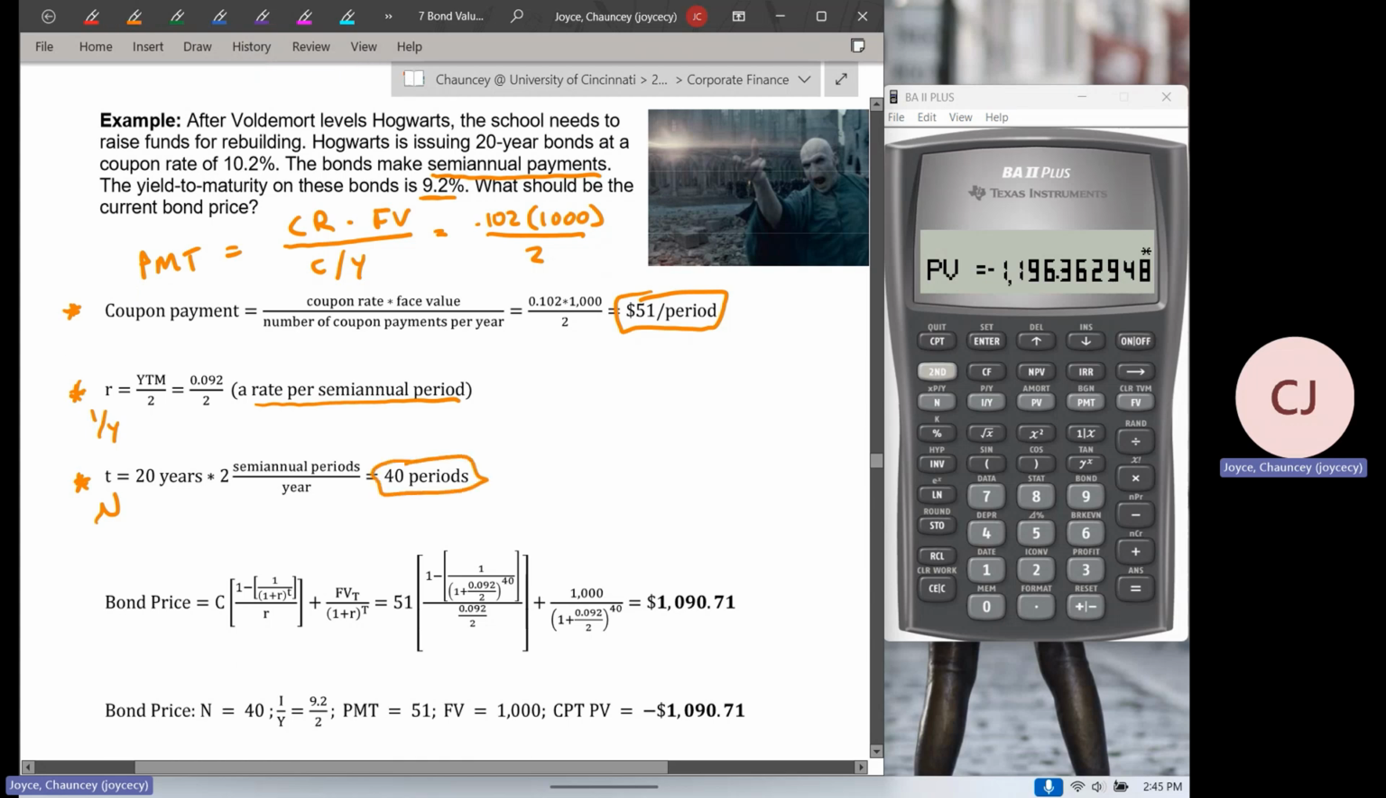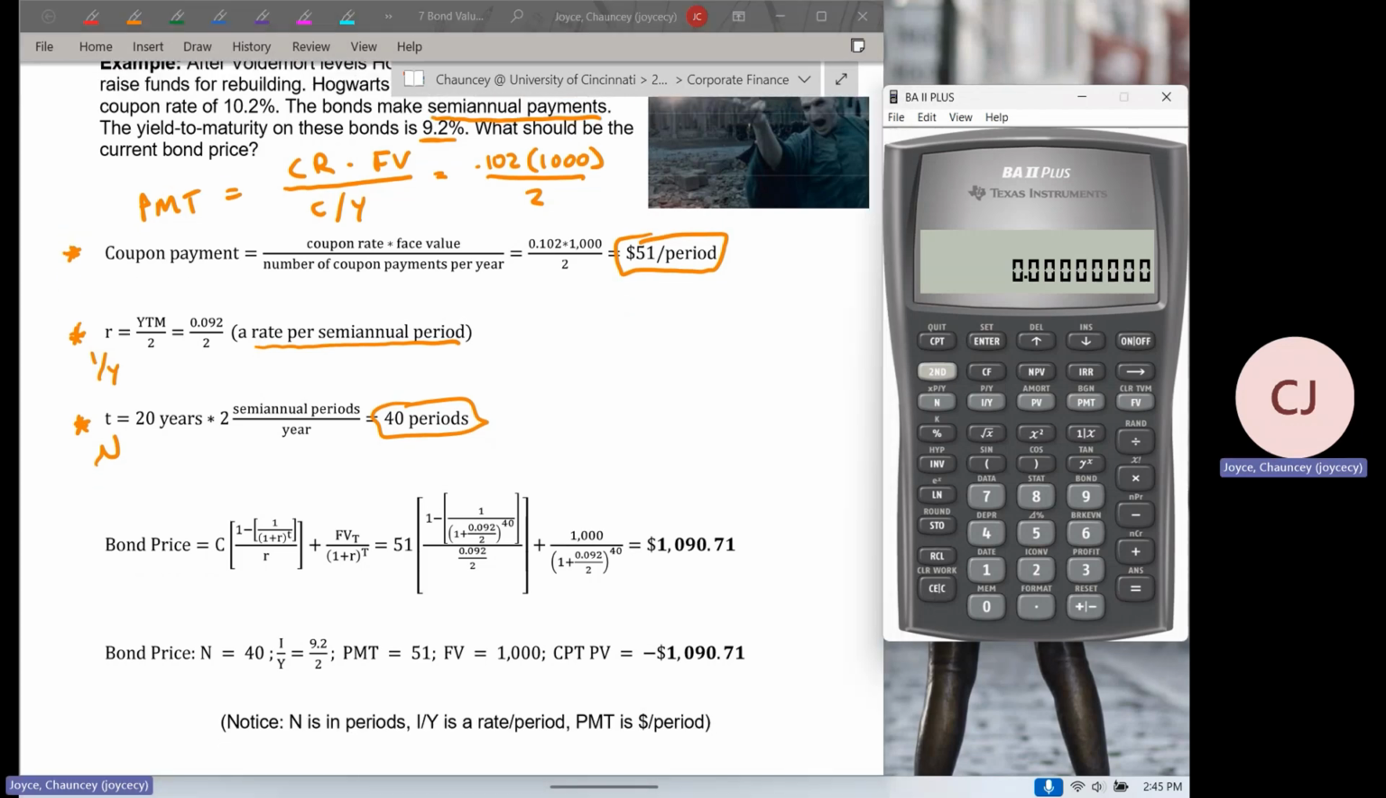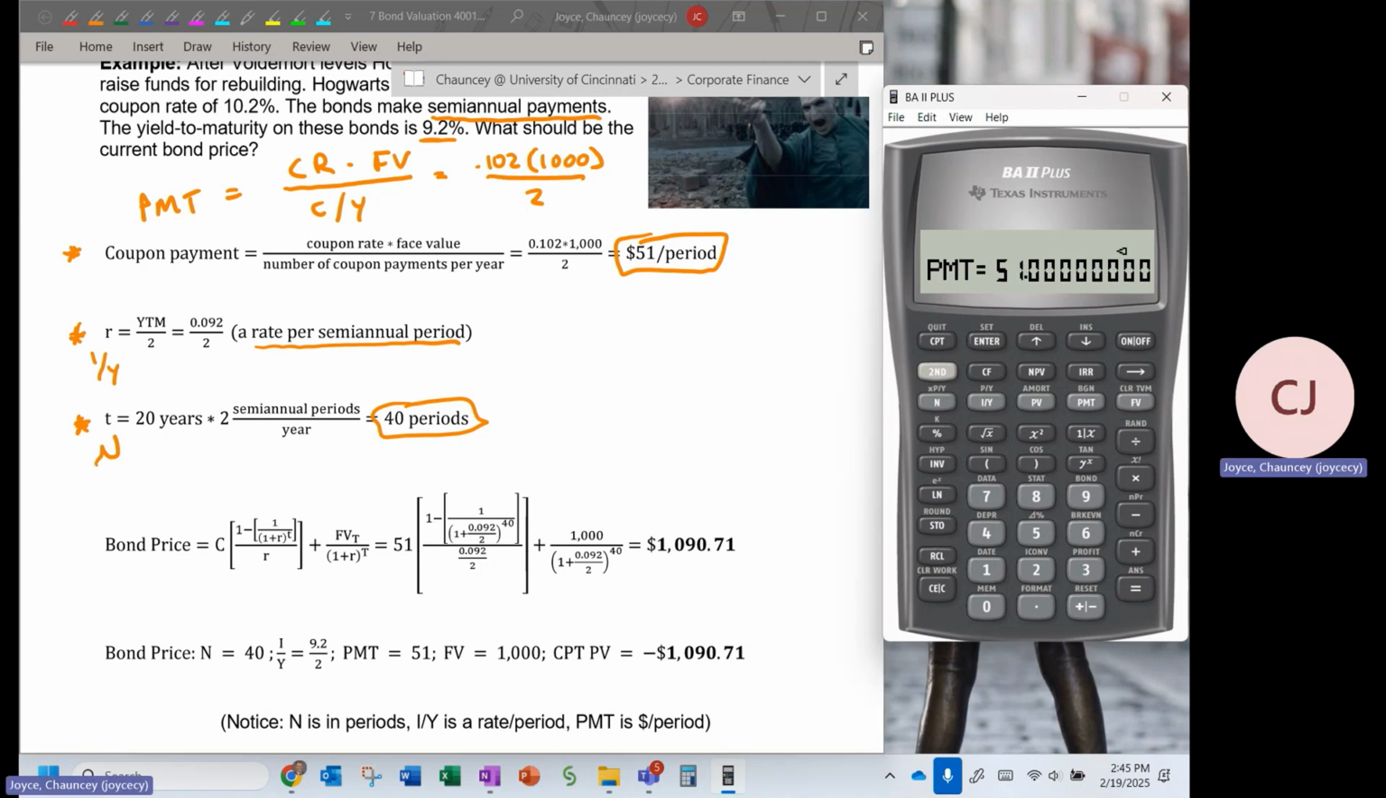So on your financial calculator, what we need to do is input this. Let's start with the coupon payment. We'll put that up there. It's 0.102 times 1,000. It's a semi-annual bond, so we're going to divide that by 2, and then put that in for our PMT payment. See my cursor there, but we just did that equation there in orange.